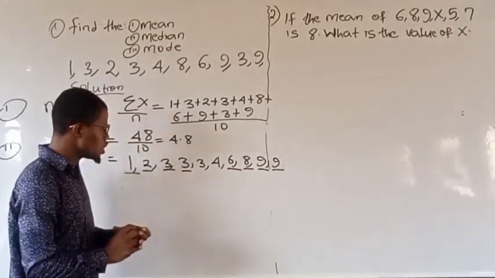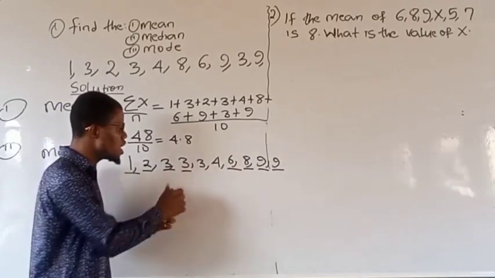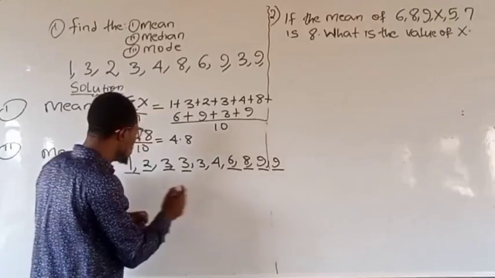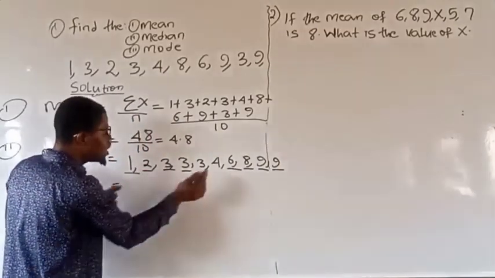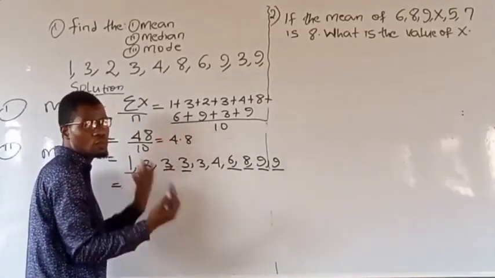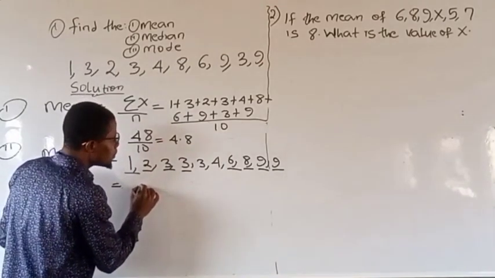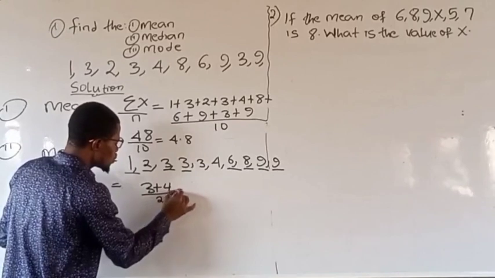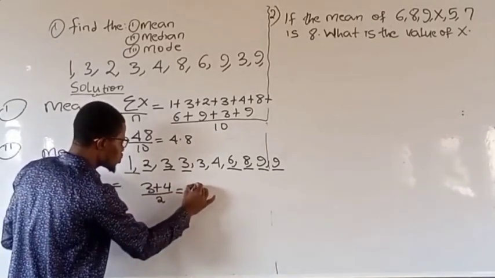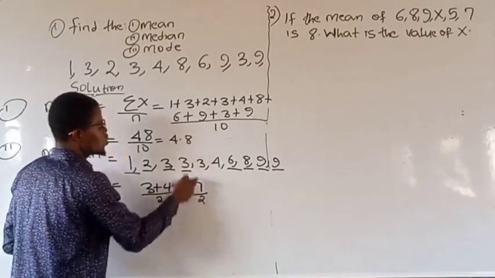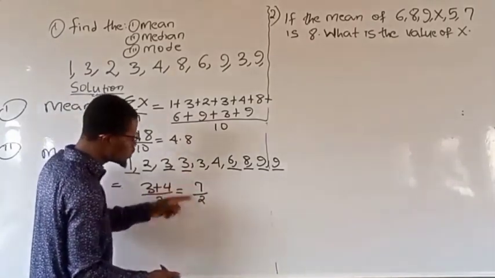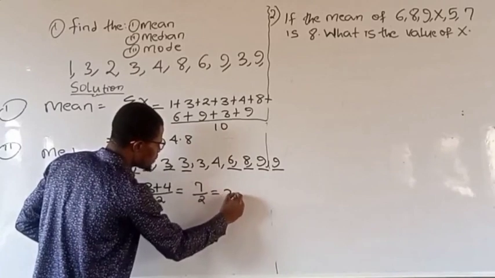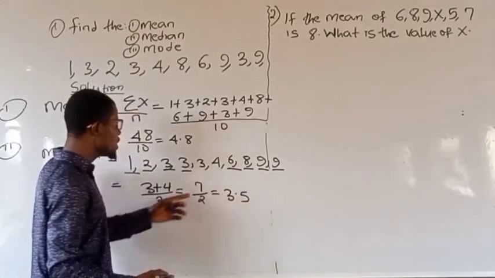So now you see that something occurs here, that we have 2 numbers at the middle. Whenever you have 2 numbers at the middle, what you do in that process is you add the 2 numbers together and divide it by what? By 2. So here we have 3 plus 4 over 2. So 3 plus 4 over 2 will result to 7 over 2. If you divide 7 upon 2, this will give us 3.5. So the median here now is 3.5.